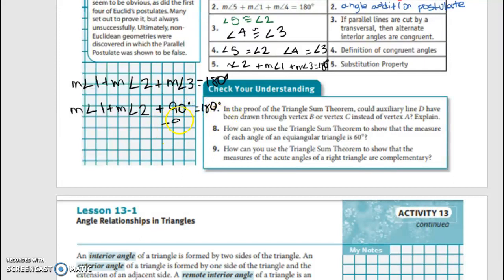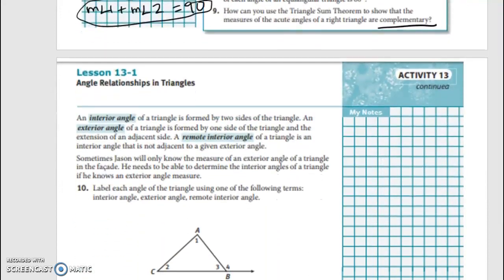Well, if I subtract this 90 degrees, I've got the measure of angle 1 plus the measure of angle 2 is equal to 90 degrees. Therefore, it is complementary, because if you recall from one of our previous units, complementary angles are two angles that add up to 90 degrees, which is exactly what we just did. Okay, so let's go to our next page. We're on page 183.